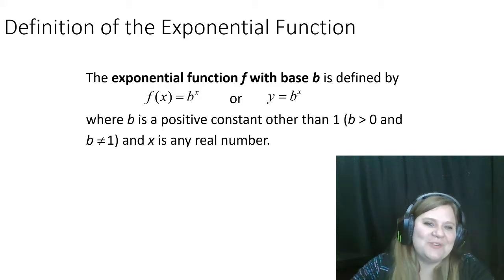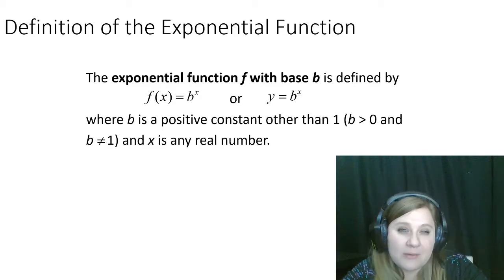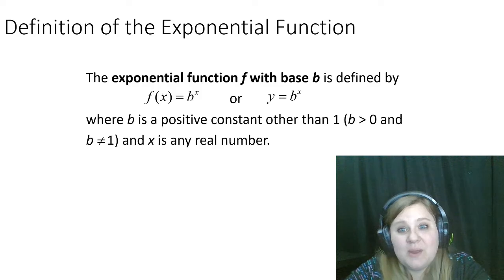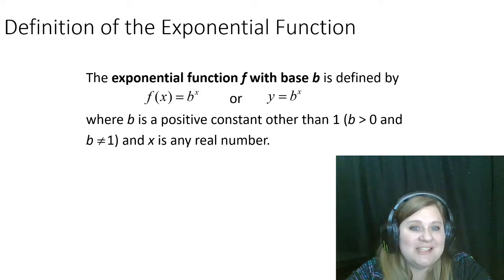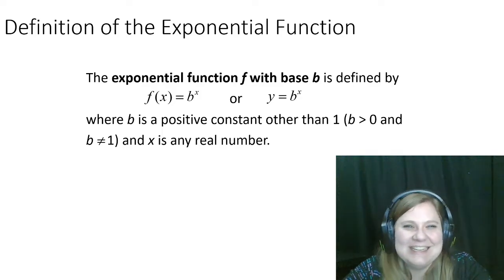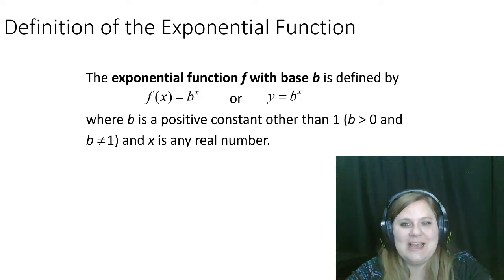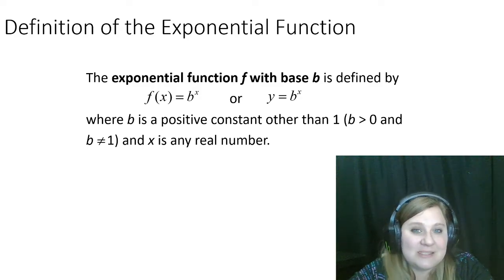So we want b to be a positive constant number other than 1. The reason why it can't be 1 is because if I have 1 to the anything, it comes out to be 1, because 1 squared is 1, 1 cubed is 1, 1 to the 4th is 1. So 1 to the anything is 1. So we can't have 1 as our base. But any other positive constant number.